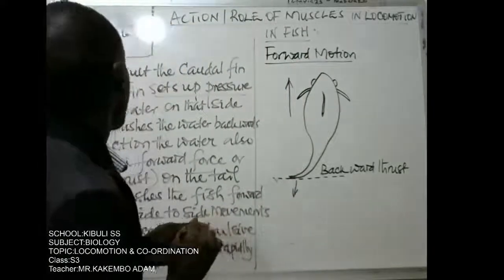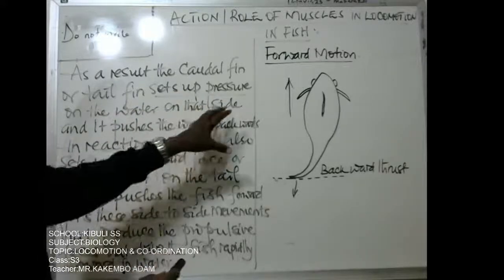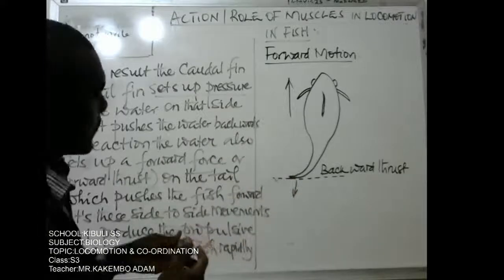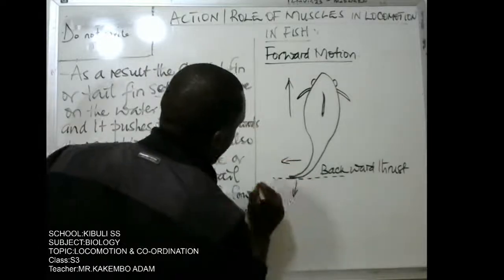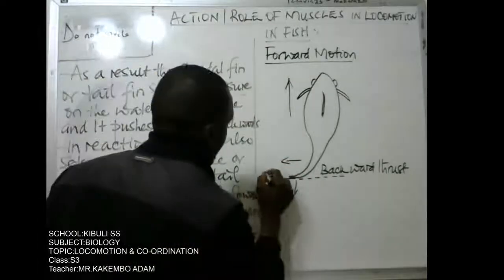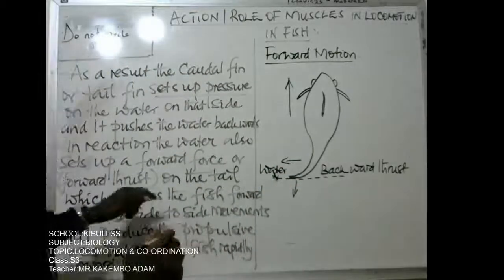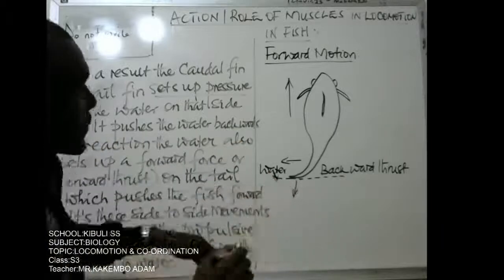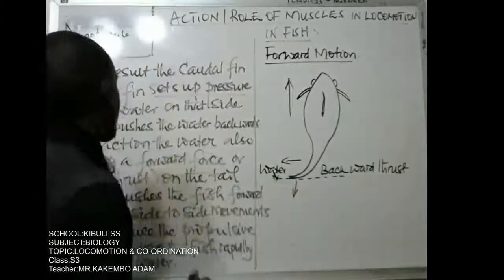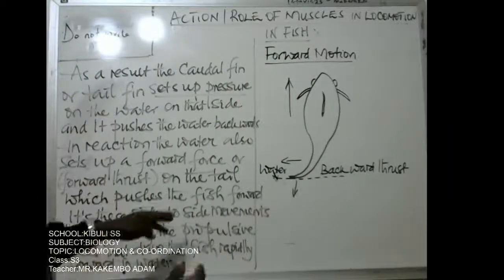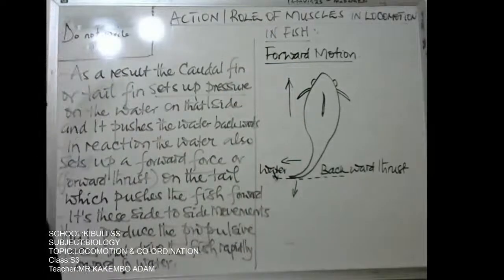So we have said, as a result of the caudal fin or tail fin setting up pressure on the water on one side, if the caudal fin is moved to this side, it sets up pressure on the water and pushes the water backwards. As it slashes like this, water is pushed backwards. So there is a backward thrust, setting up a forward force or forward thrust, which pushes the fish forward.